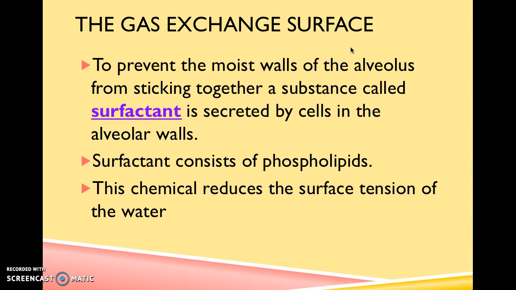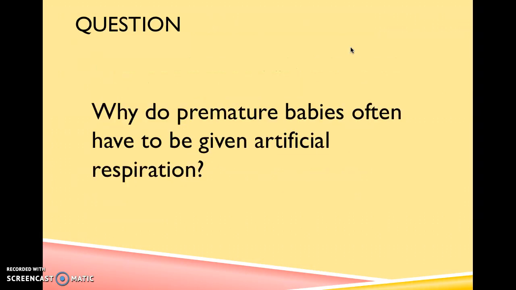The gas exchange surface. To prevent the moist walls of the alveolus from sticking together, a substance called surfactant is secreted by the cells in the alveolar wall. The surfactant consists of phospholipids. This chemical reduces the surface tension of the water. So why do premature babies often have to be given artificial respiration?